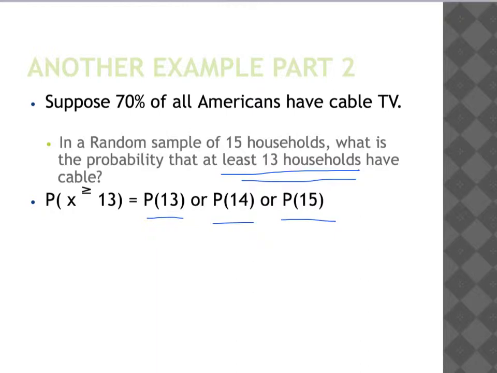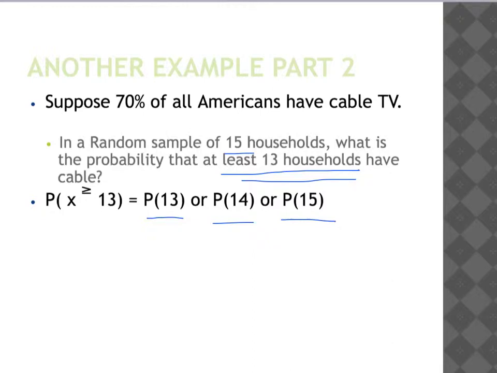But if we use the calculator, we can actually get this situation all at once and just input the command. And so we want the probability that X is greater than or equal to 13, meaning 13, 14, 15. We're stopping at 15 because remember our sample is only 15. So we don't want to go above 15 because we're only sampling 15 and that wouldn't work.